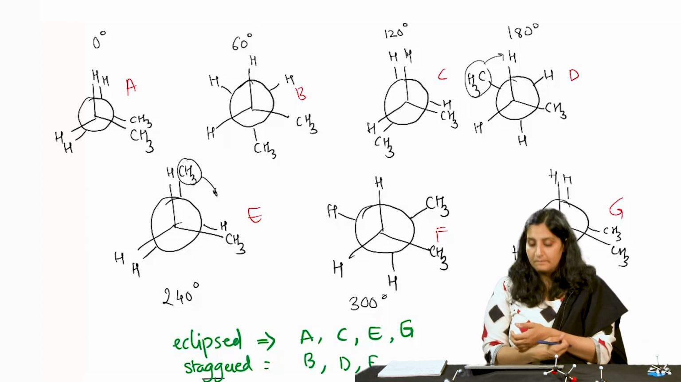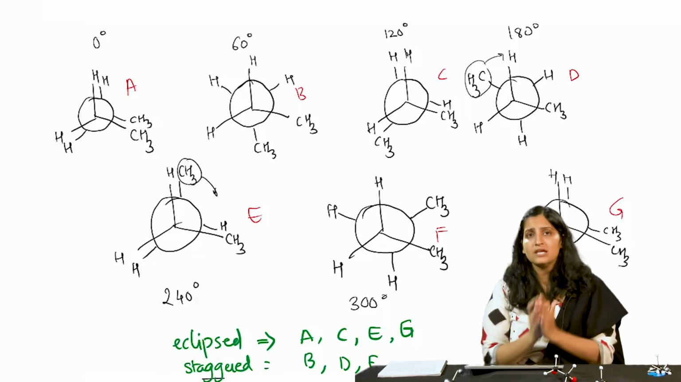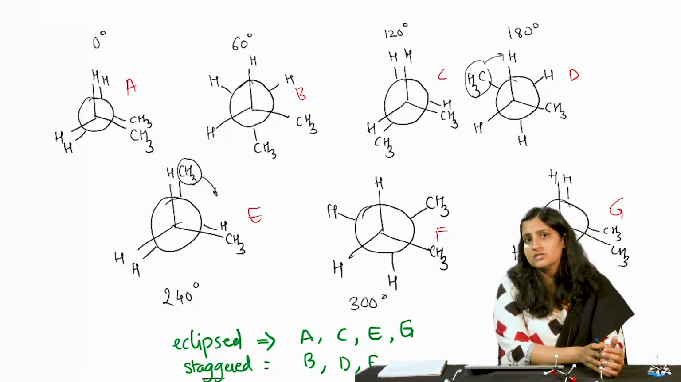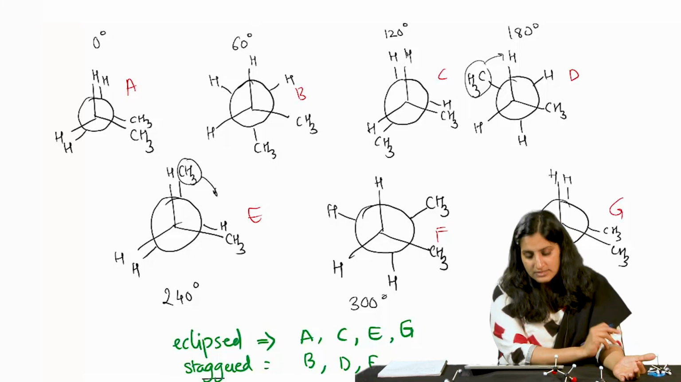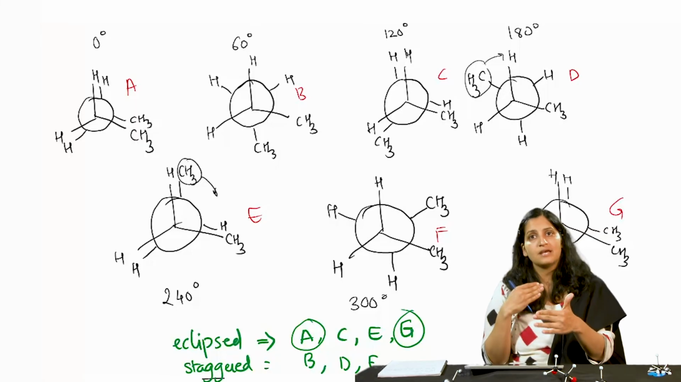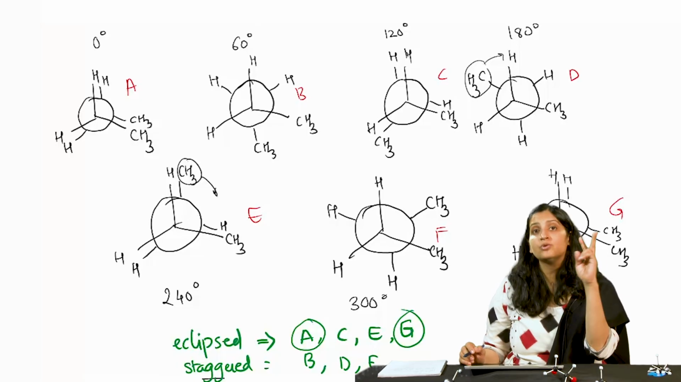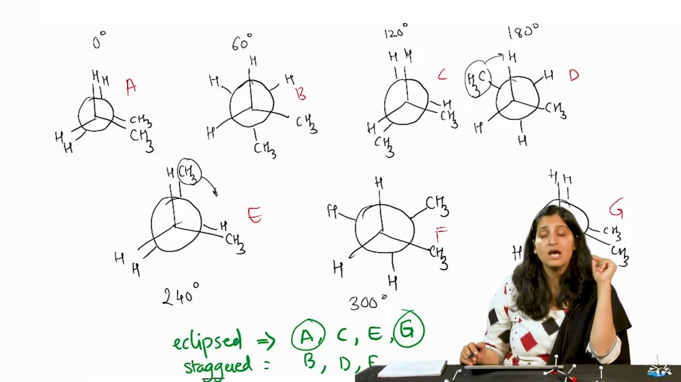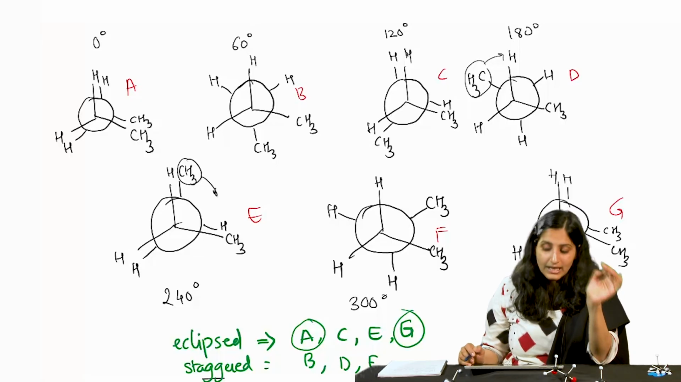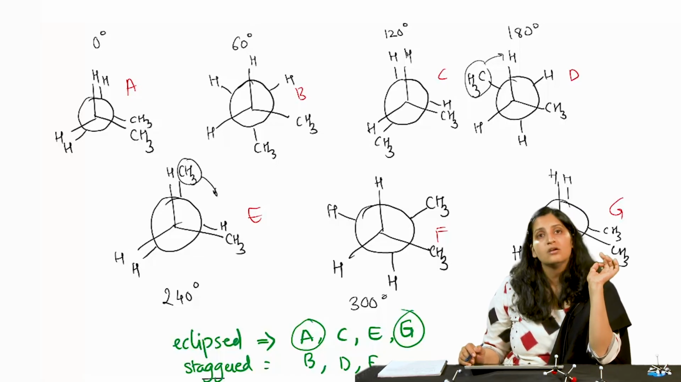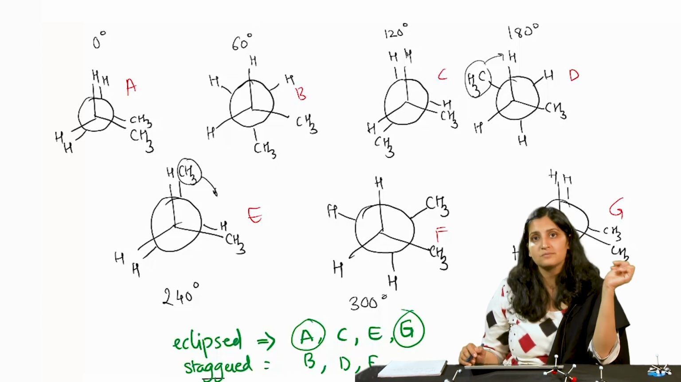Okay. Now, are all the eclipsed conformations the same? If I look at A, C, E and G, are all of them of the same energy? The answer to this question is no, because as you can see in A and G, for example, you have two methyls eclipsing with each other. So, in A and G you have two hydrogen-hydrogen eclipsing interactions and one methyl-methyl eclipsing interaction, whereas in C and E you have one hydrogen-hydrogen eclipsing interaction, but two methyl-hydrogen eclipsing interactions.